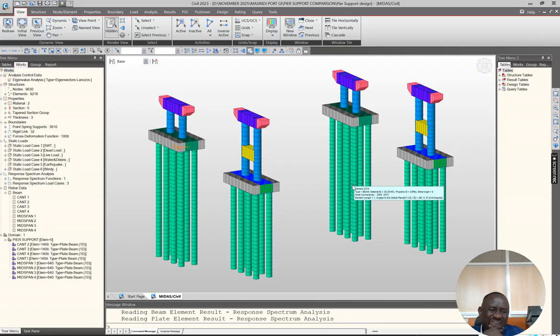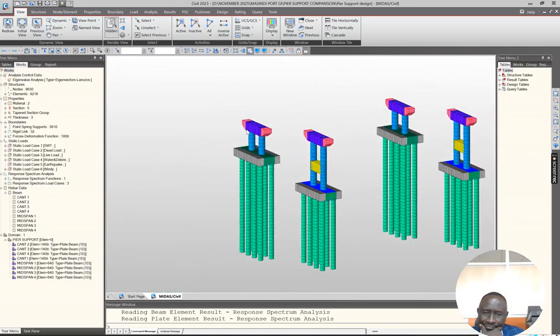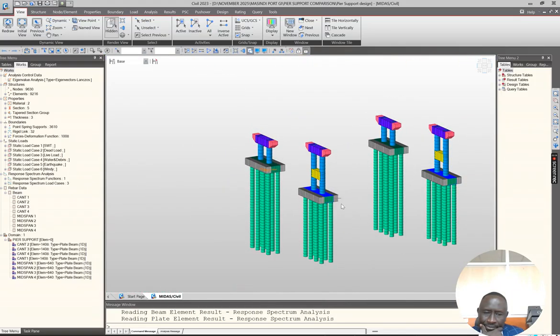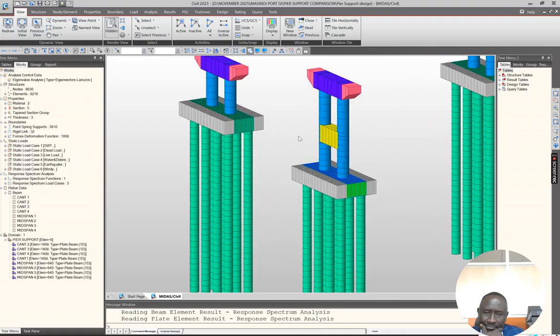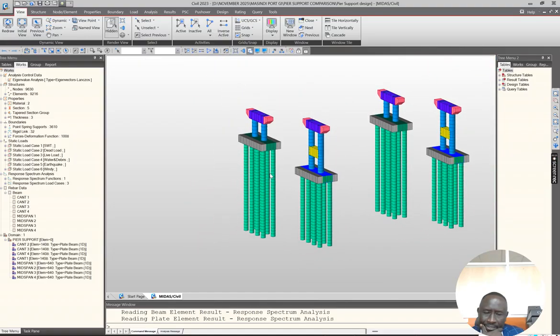There's some small analysis that I did on these piles. You see, this pier support system, there are two scenarios, actually four.